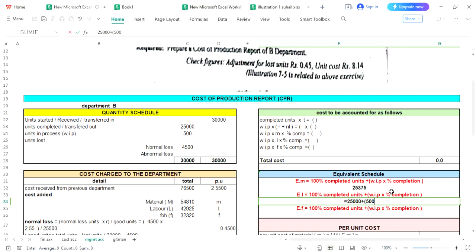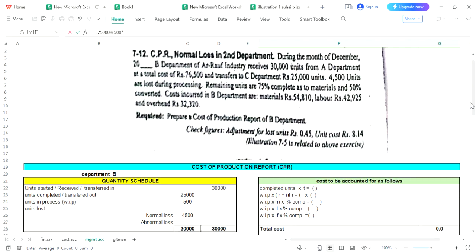So put 500 over here. Then you need to multiply. Just write down the sign of multiply, and then percentage completion. Here percentage completion was for the material, and separately we will see how much percentage completion is available for labor. You can see over here 50% converted, and you know that converted includes two names, labor and FH. Labor and FH are directly associated with conversion cost. So we will use same percentage, 50% for labor and 50% for FH.